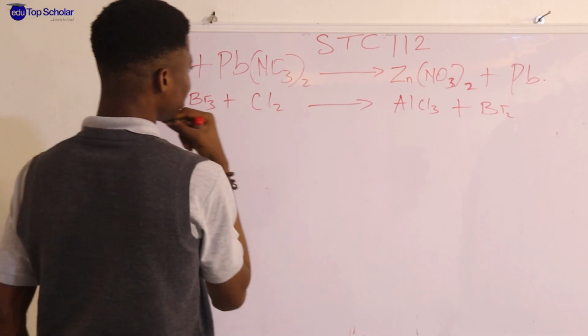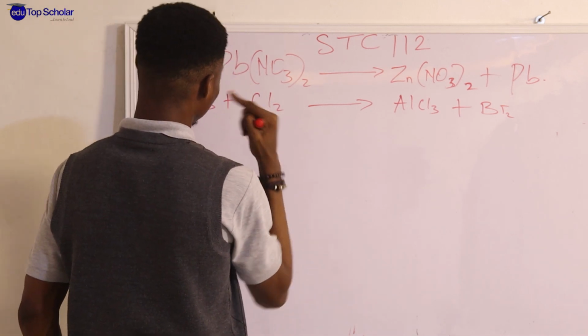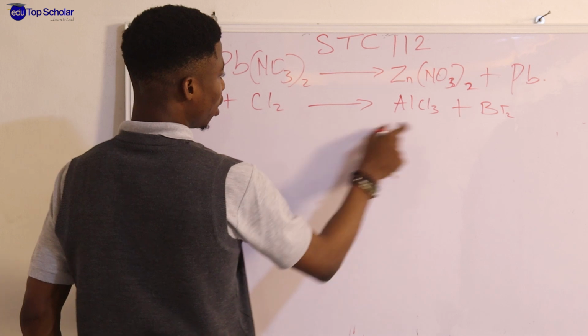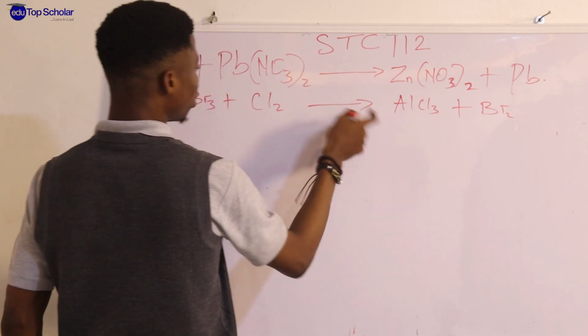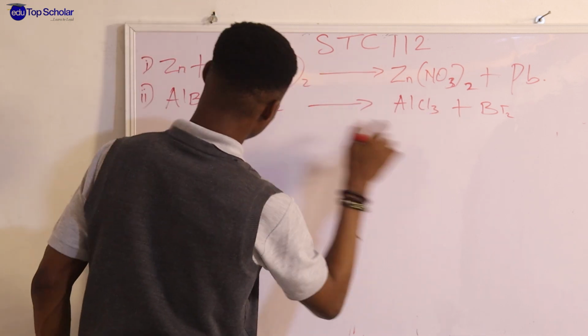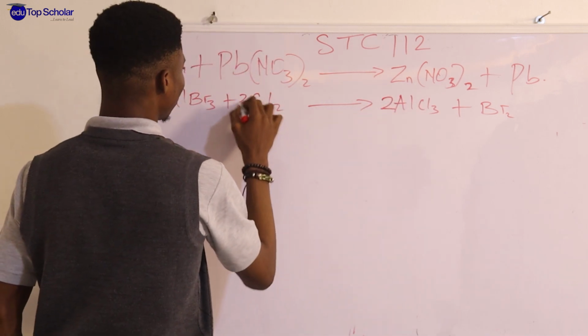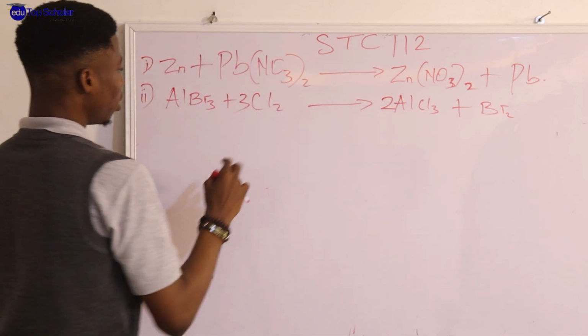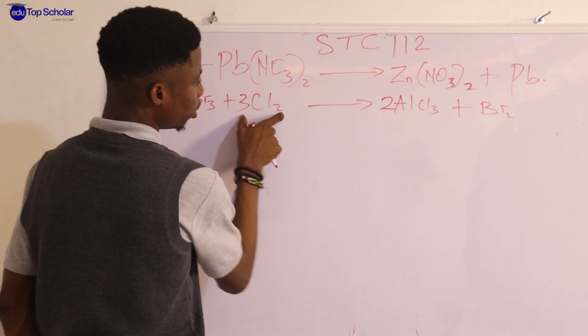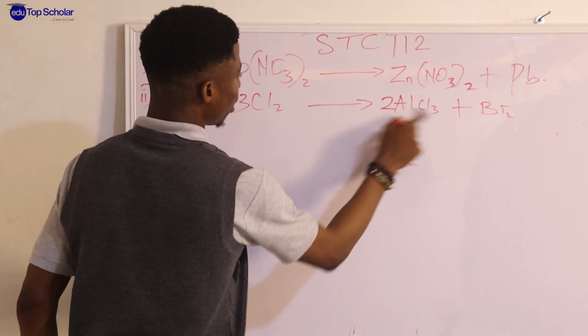So now, to balance it, we start from chlorine. Chlorine is 2 here, and chlorine is 3 here. So we bring 3 here, and we bring 2 here. Collect like terms. So we have 3 here and 2 here. That's how to start balancing. So we have 6 chlorine and 6 chlorine here. 2 times 3 is 6.